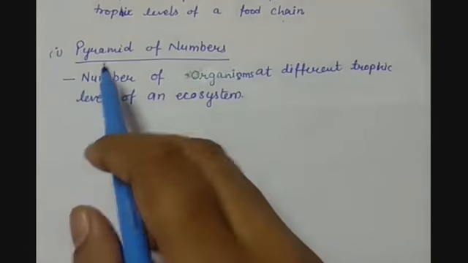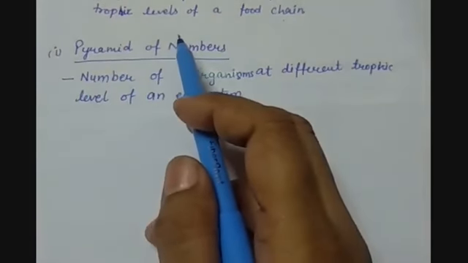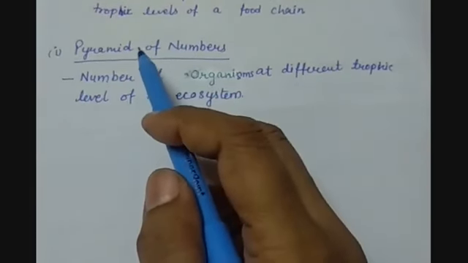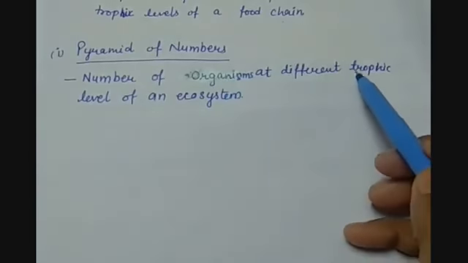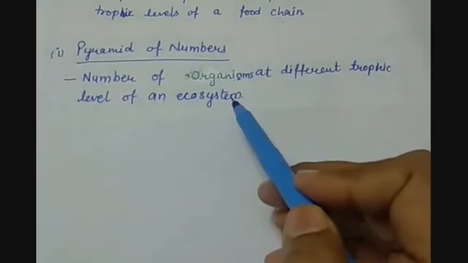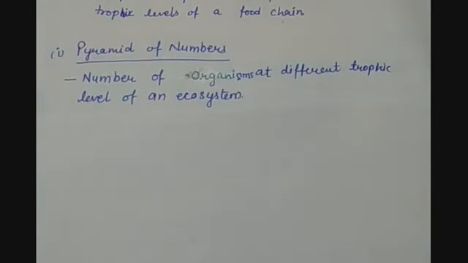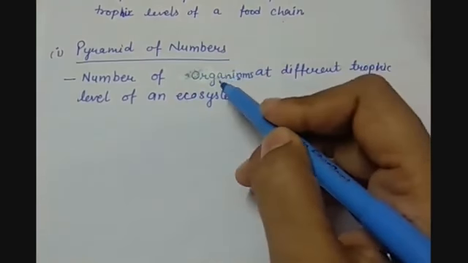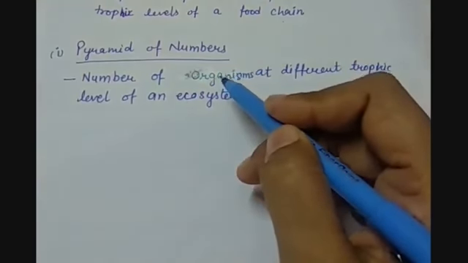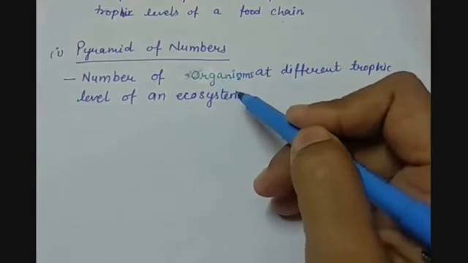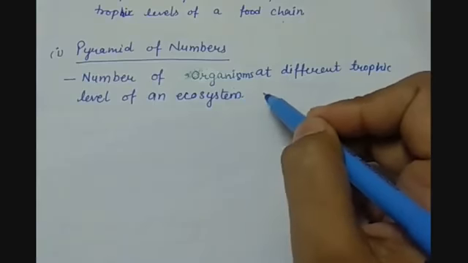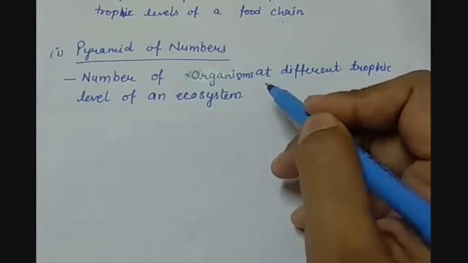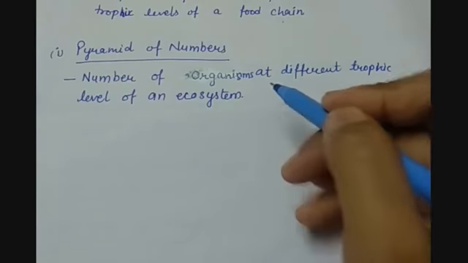The first type is pyramid of numbers. So, pyramid of numbers shows the number of organisms at different trophic levels of an ecosystem. But here, the shape of the pyramid that will form may be upright or inverted depending upon whether the number of organisms gradually increases or decreases as we move towards the apex of the pyramid.